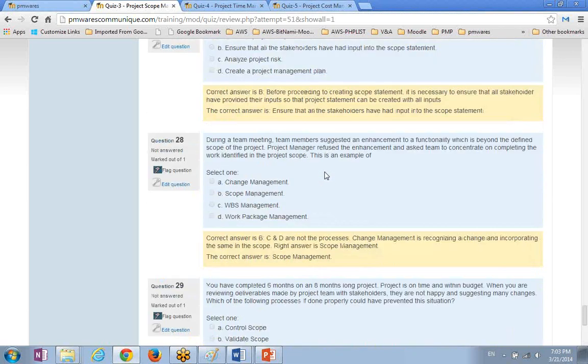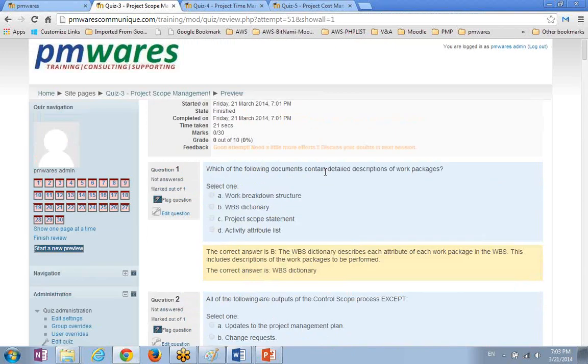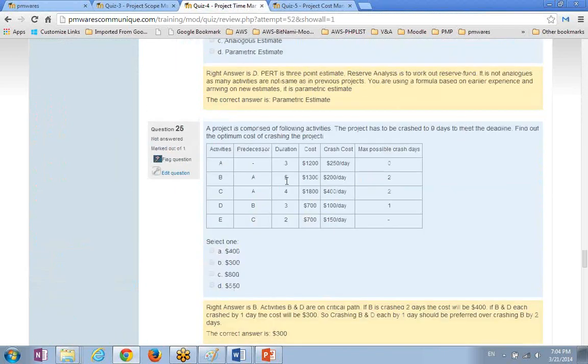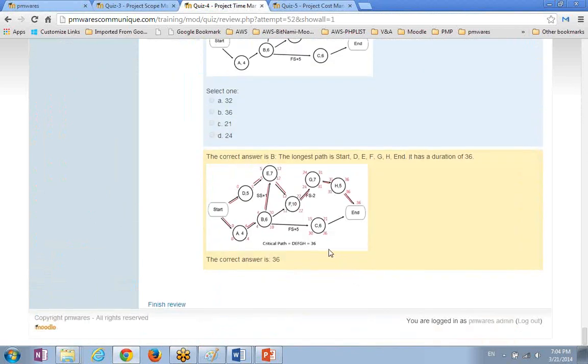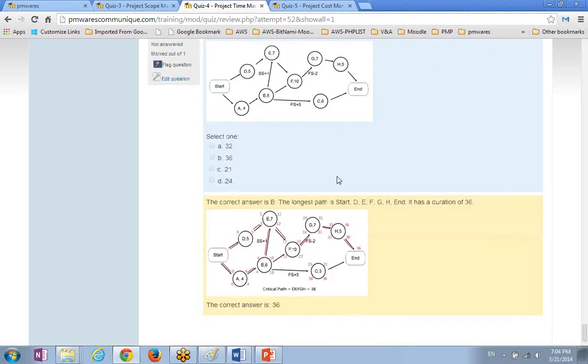FS plus. Which one are you talking about? The question on quiz 4, question 30, time management or network diagram, which asks to calculate the time management. Time management. Okay. The last one. Yeah, the one which asks for the duration of the critical path. Okay, so based on the diagram, what is the duration of the critical path?